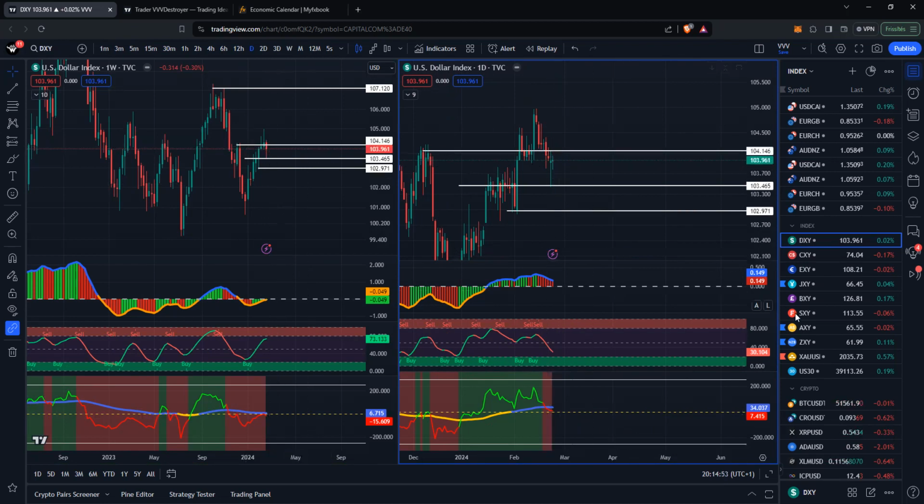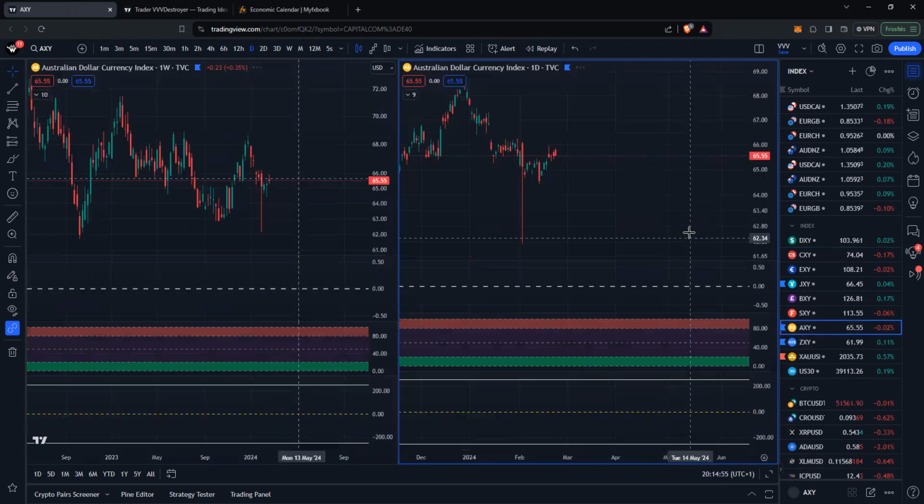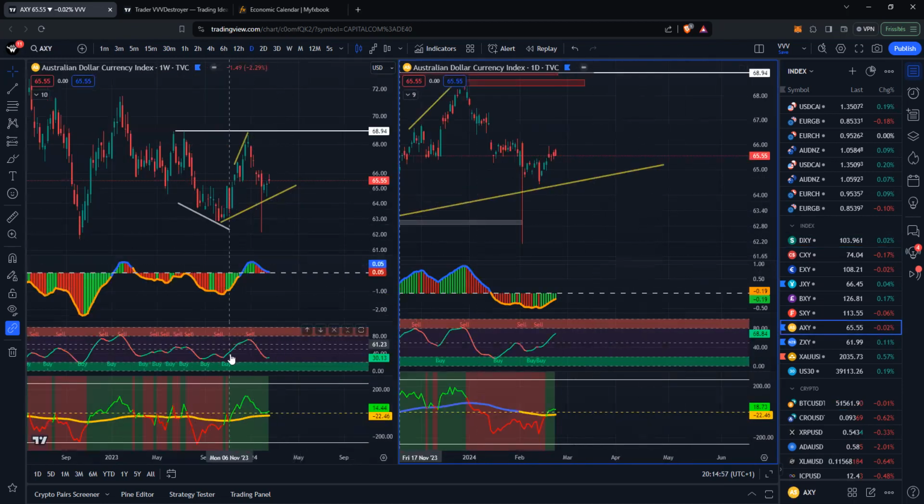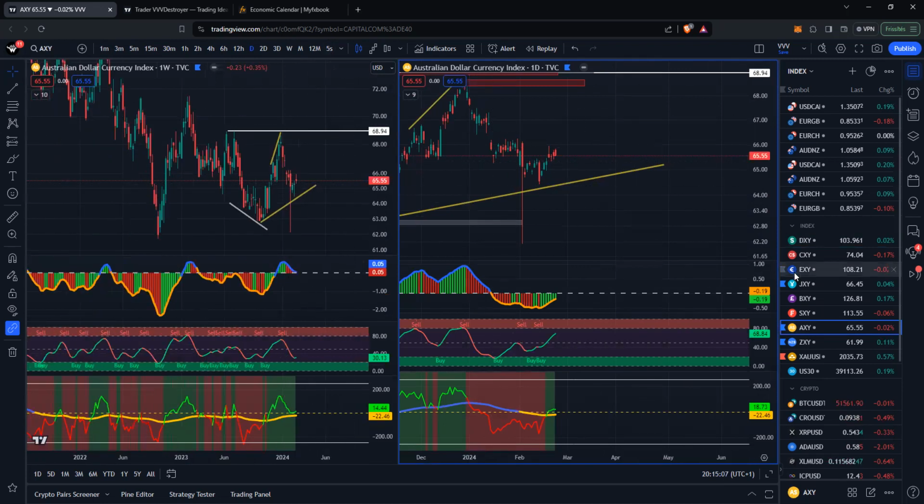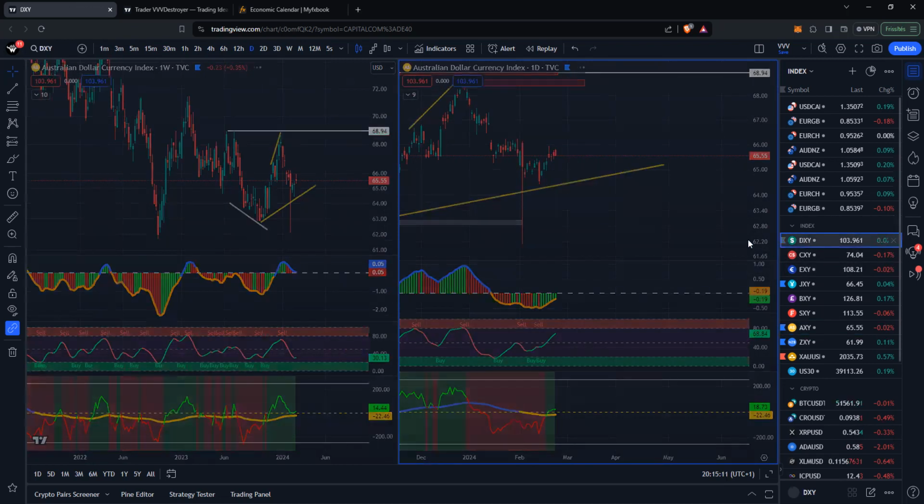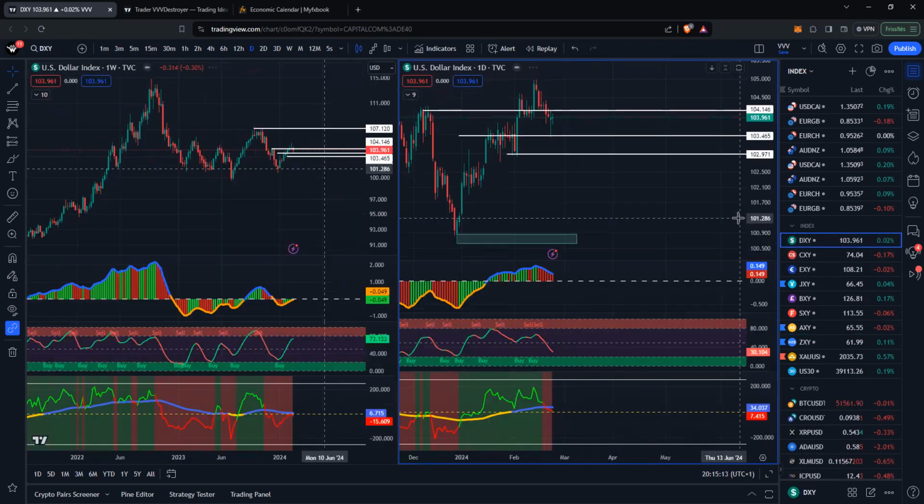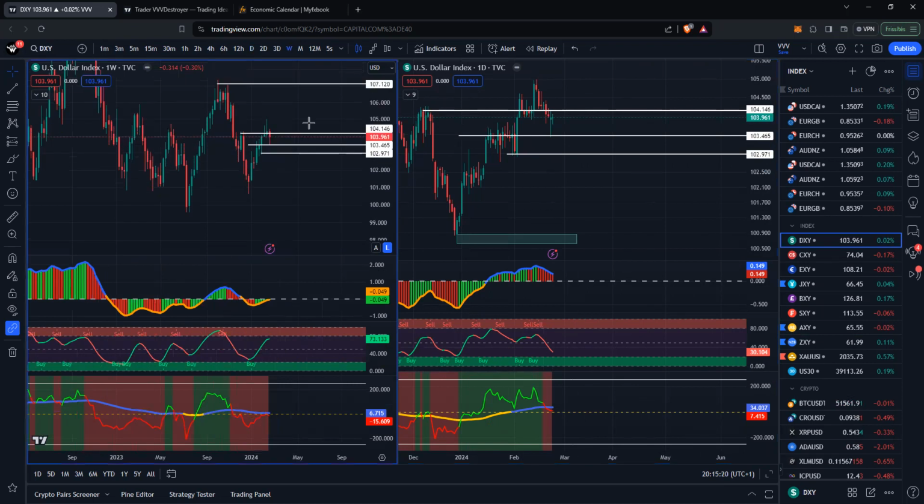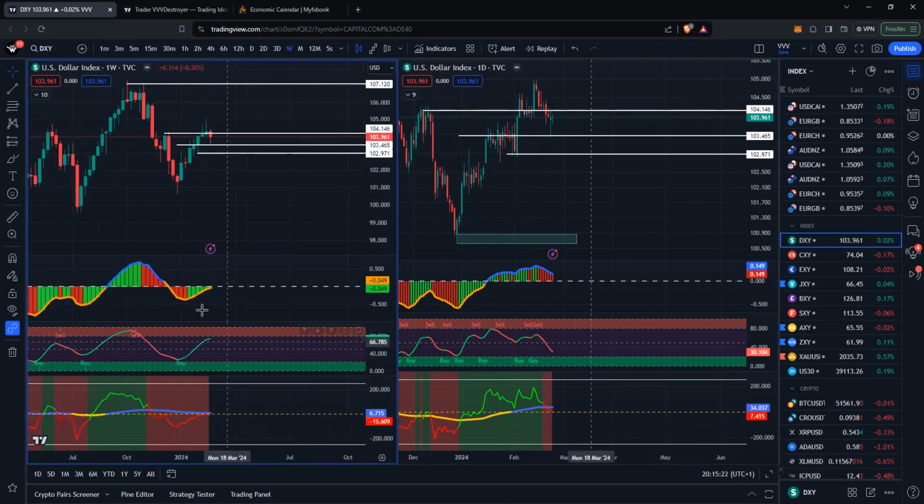For example, I'm going to show you the AXY, which is showing me a bullish divergence to the upside and a potential up move. And if the rest of the currencies are strong, the DXY should be weak. And if the DXY is weak, the rest of the currencies should be strong. And that's not what it seems like. This is a completely different picture.